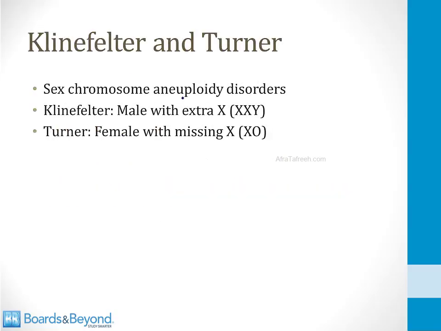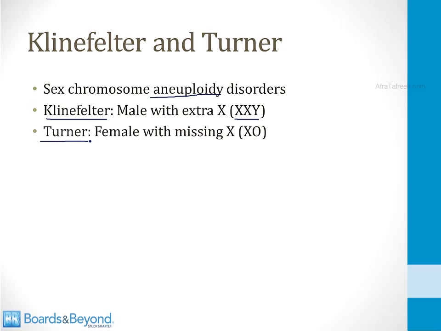Klinefelter and Turner syndrome are sex chromosome aneuploidy disorders. This means these are genetic disorders where the affected individual has an abnormal number of sex chromosomes. Klinefelter syndrome occurs in males who have an extra X chromosome. For example, they may be XXY when they should be simply XY.